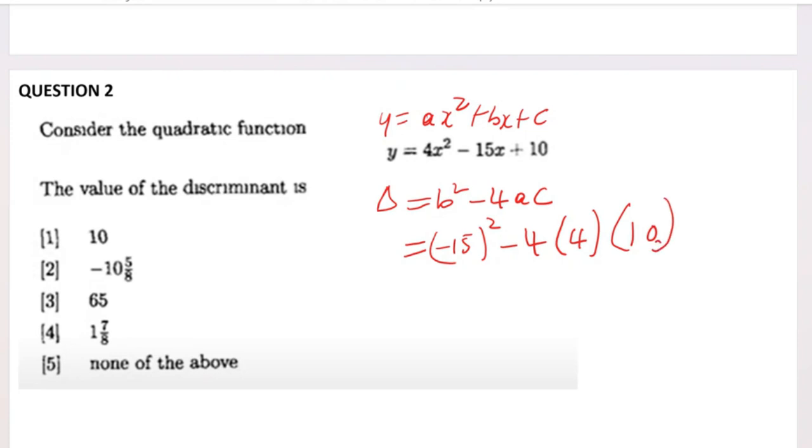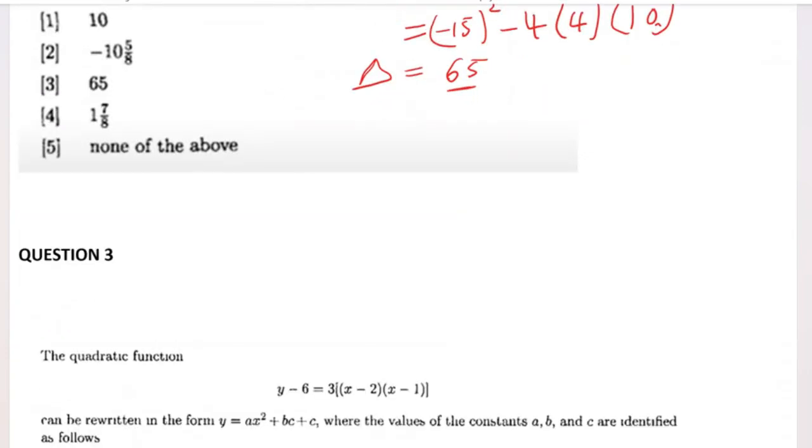Look at your b. Your b is a negative number. It's not just 15. A negative number is notorious, and you must always handle it with care. So don't just take the number, also take the sign, that is negative 15. You can plug this into your calculator, which is going to give you 65. If your discriminant is greater than 0, then you know this has two real solutions. It means you can go and find the x-intercepts. Either you can use the formula or you can factorize, depending on the situation that you are in.